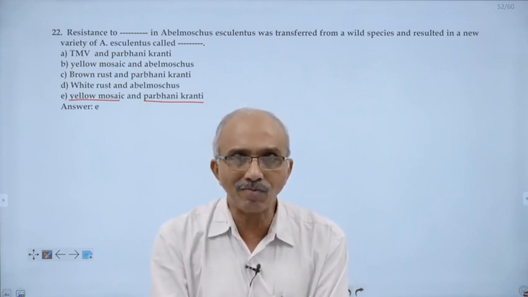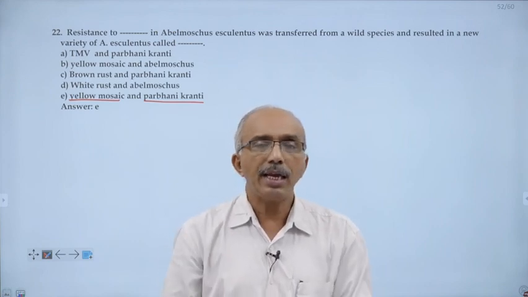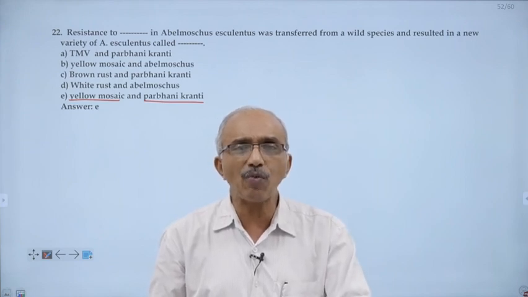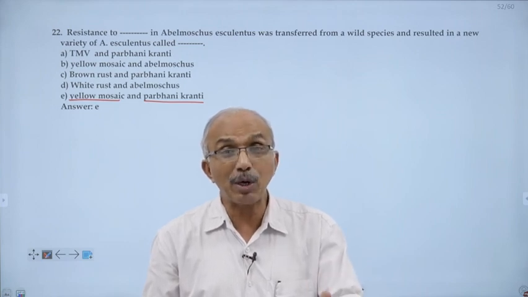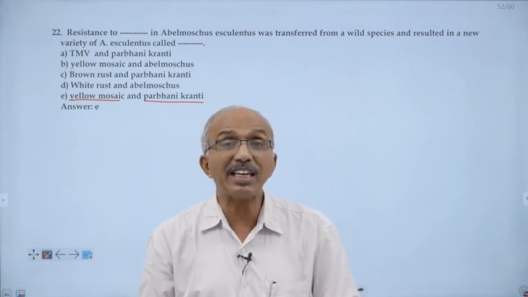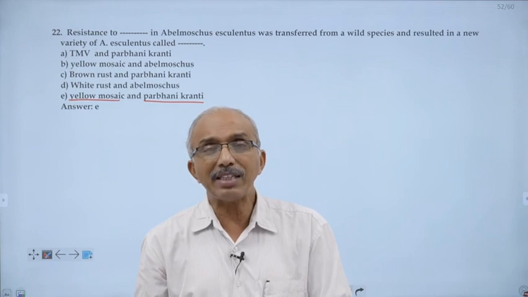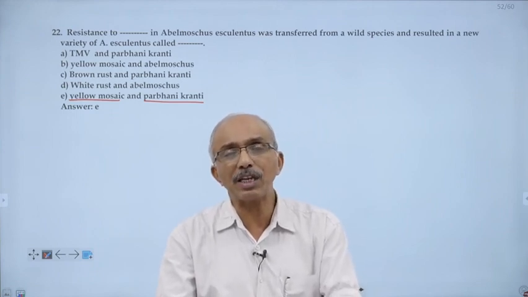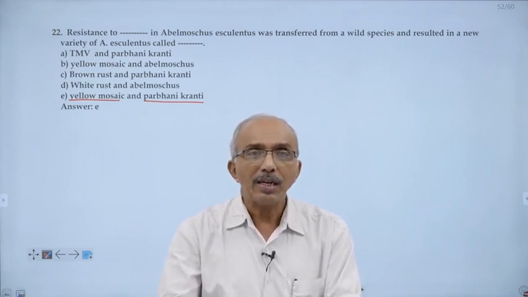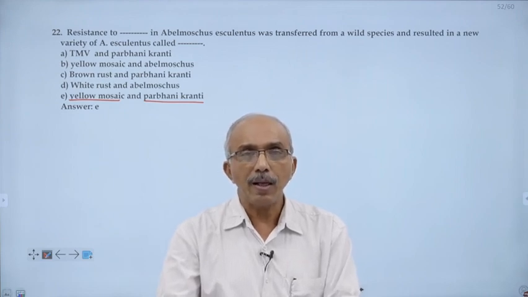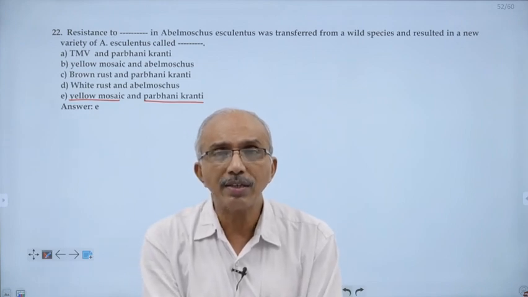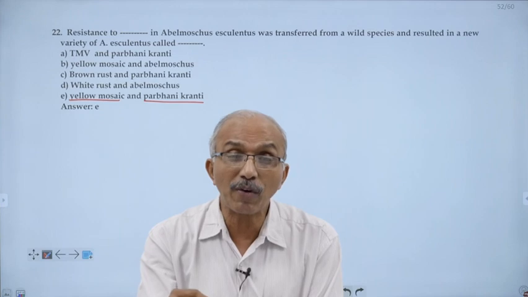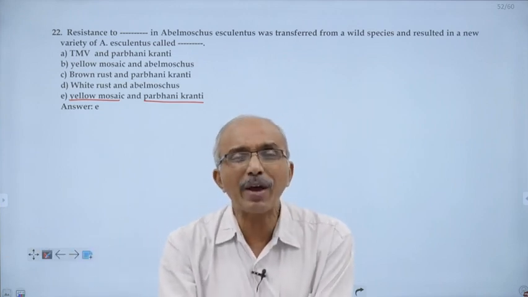Abelmoschus esculentus, bhindi or okra, is commonly called lady's finger. The cultivated variety is susceptible to yellow mosaic virus. The cultivated varieties give yield, but they are not resistant to yellow mosaic virus. There is no preventive method for a viral disease also. So this variety was made resistant to yellow mosaic virus by introducing a gene from a wild variety of Abelmoschus.